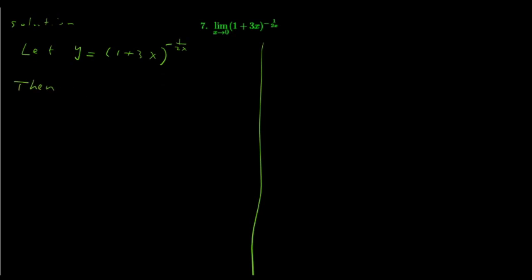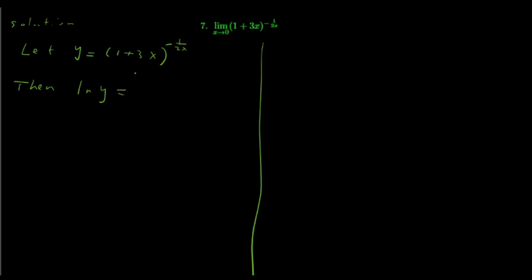And then I want to take natural log of y. Again, for all the limits in the form of one function to the power of another function, you use the following technique. Use y to denote the given function. And then we take natural log of y.